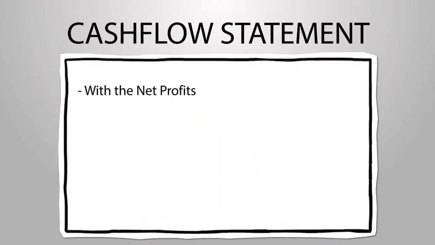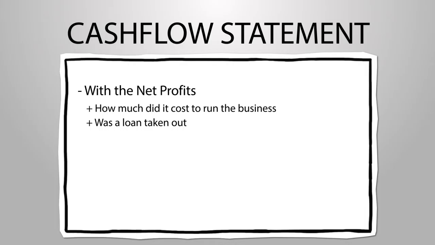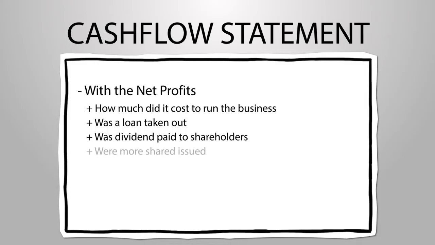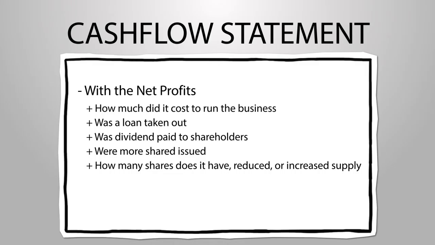Next and finally, we have the cash flow statement, and the cash flow statement really tells us how the business is run through the year. It tells us how management has run the business as well. It tells us how much money it cost to run the business, and whether a loan was taken out at any time during this year. Was a dividend from the profits paid out to shareholders, and were more shares issued during this time or not? It's very important to keep an eye on this, as it tells us more about the business.